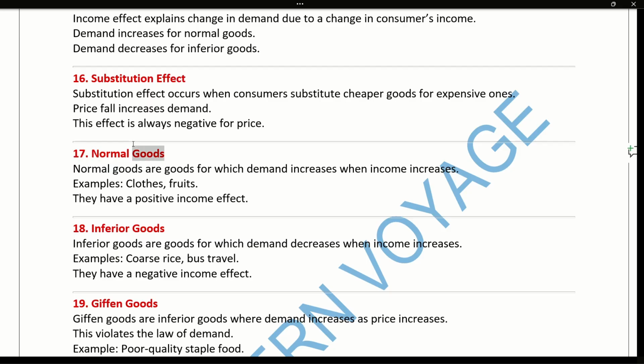17. Normal goods. Normal goods are goods for which demand increases when income increases. Examples: clothes, fruits. They have a positive income effect.